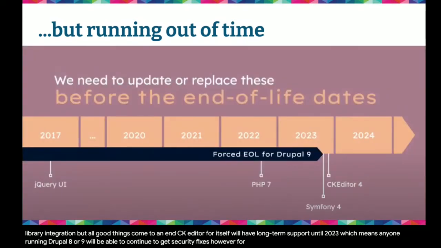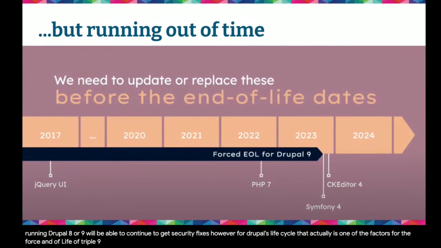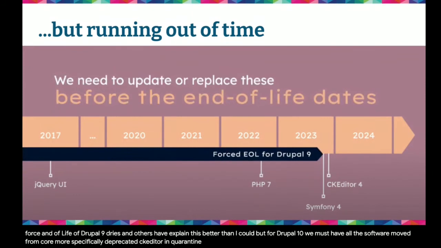However, for Drupal's lifecycle, that actually is one of the factors for the forced end of life of Drupal 9. Dries and others have explained this better than I could, but for Drupal 10, we must have all the software removed from core. More specifically, to deprecate CKEditor in core in time to remove it for Drupal 10, we must have a viable replacement by 9.3 or 9.4 at the latest.